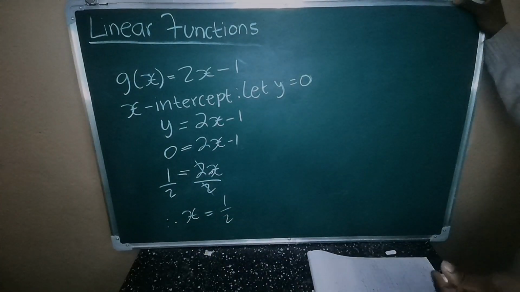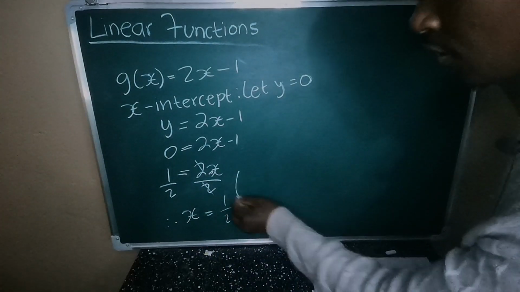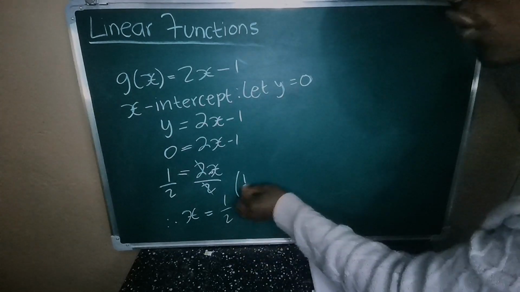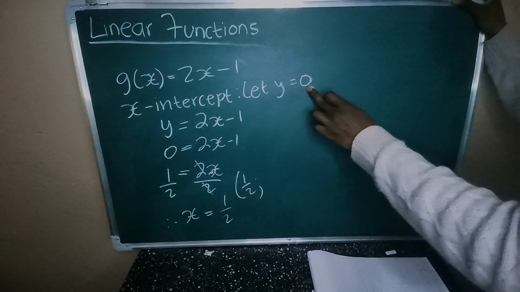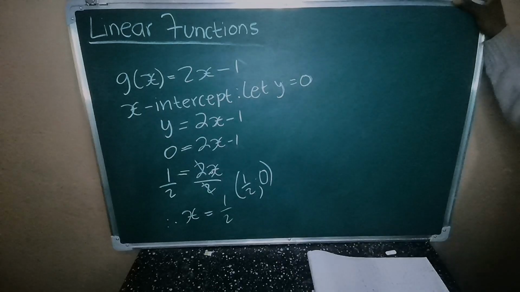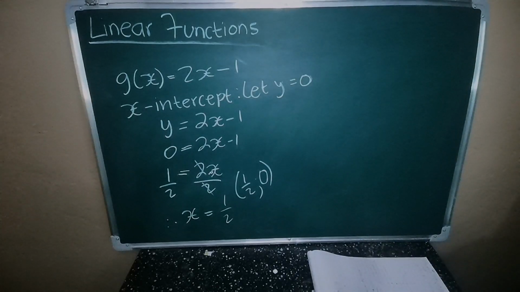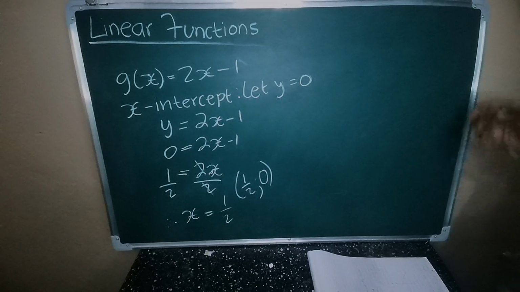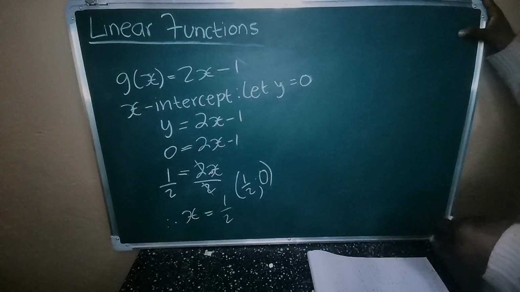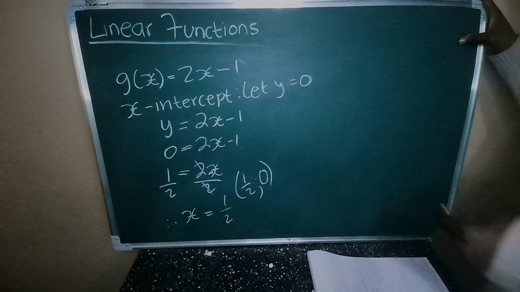Then what are the coordinates of my x-intercept? x is 1 over 2 and y is 0 already. Guys, that's how you find the x-intercept. Now we want the coordinates of the y-intercept.